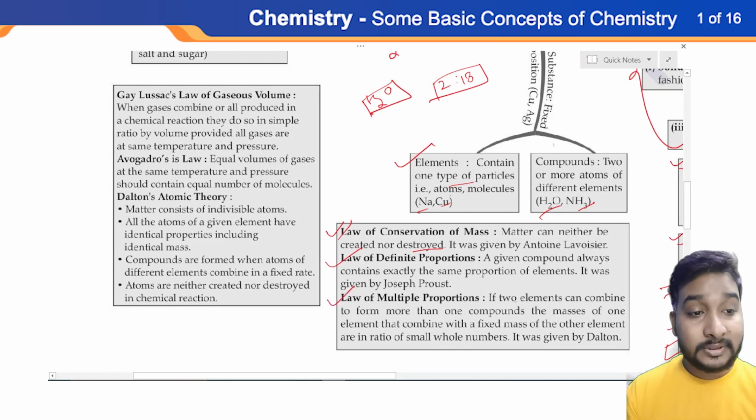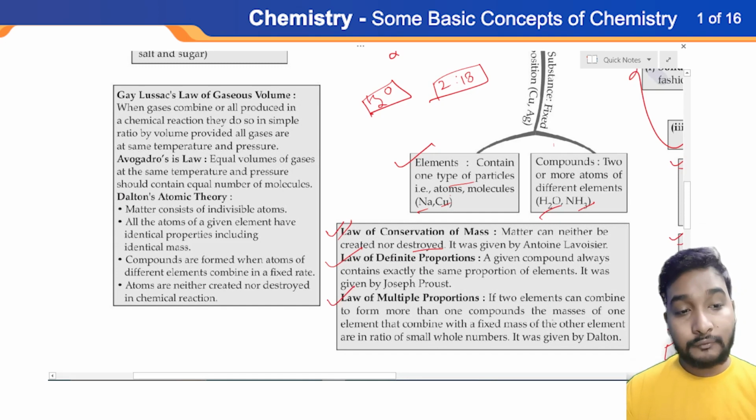Now, law of multiple proportion. If two elements can combine to form more than one compound, the masses of one element that combine with a fixed mass of the other element are in ratio of small whole numbers. It was given by Dalton. It's a very simple thing.